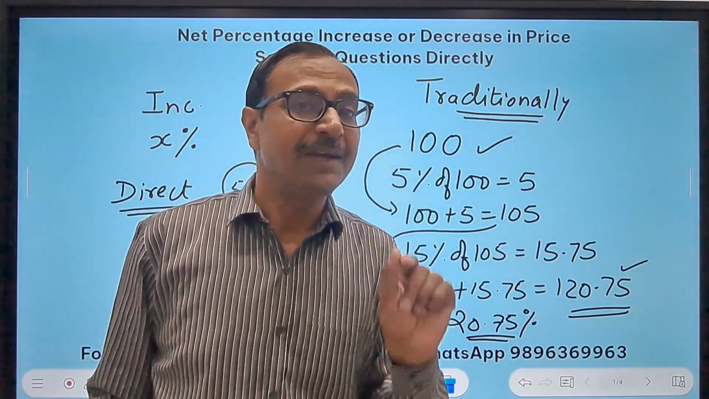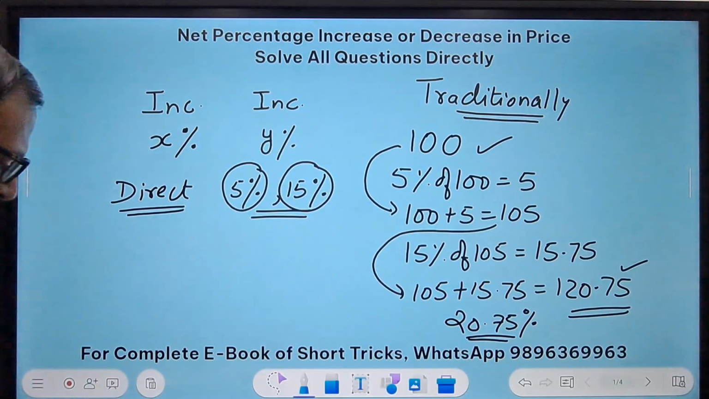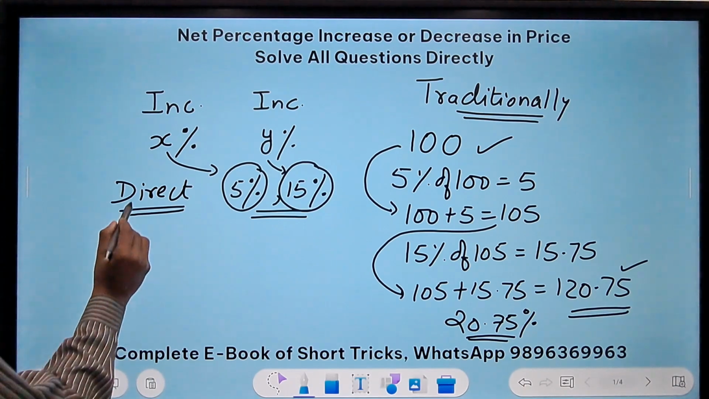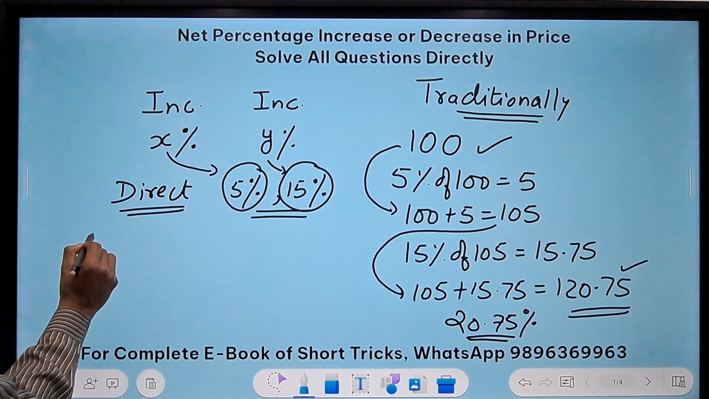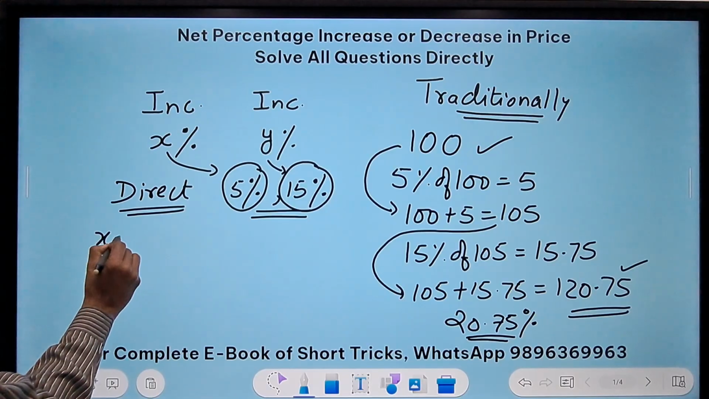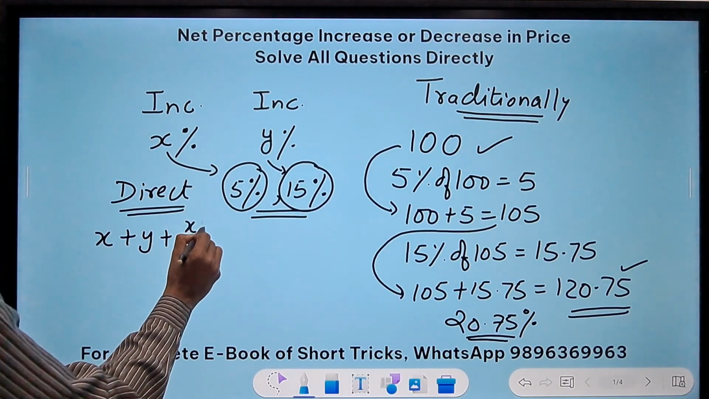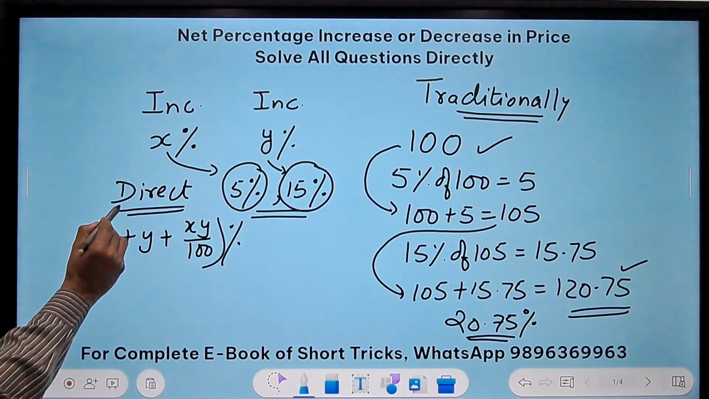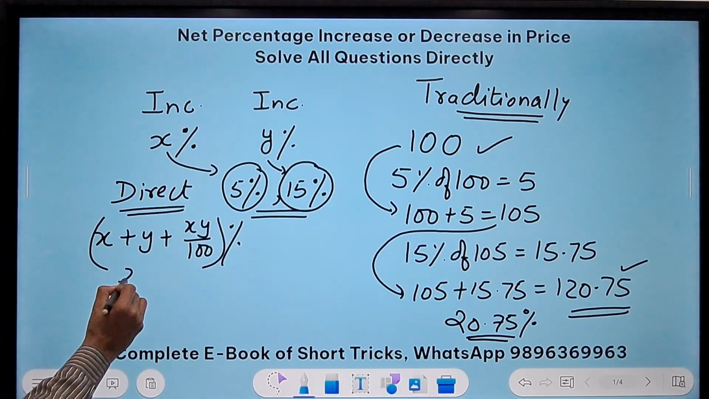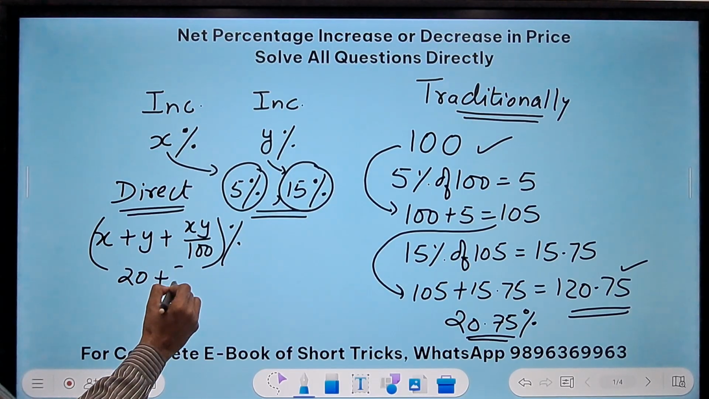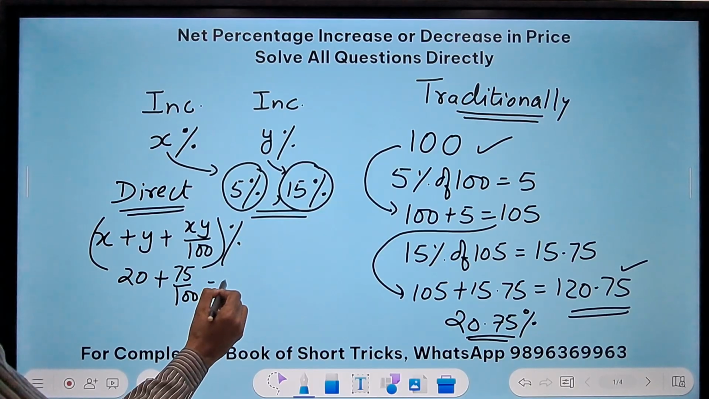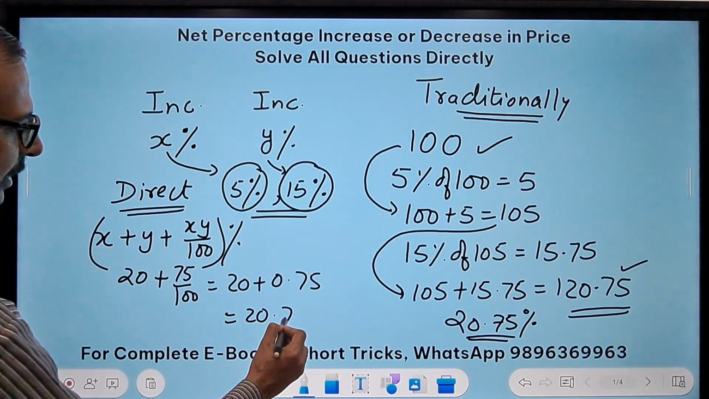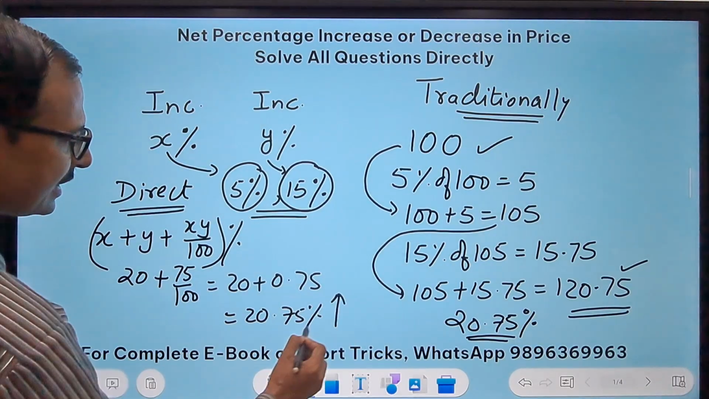Now let's see the magic. The magic is doing, say this is x and this is y, right? So directly the net percentage can be found out using the trick x plus y plus xy by 100%. And you will see how beautifully the trick works. 5 plus 15, 5 plus 15 is 20, and then 5 into 15 is 75 by 100, that is 20 plus 0.75, and the straightforward answer is 20.75% increase in the value.